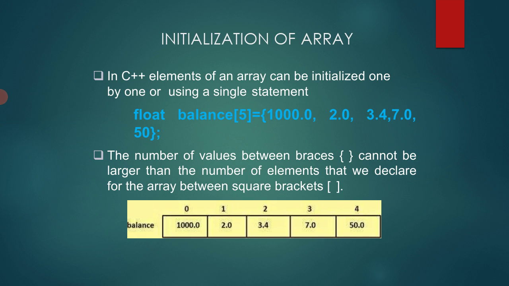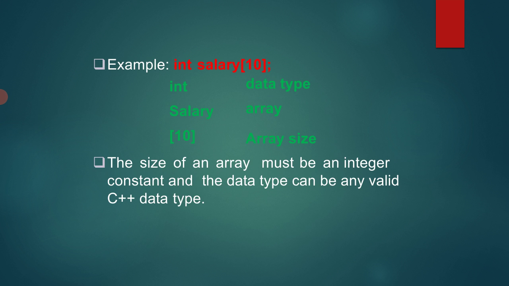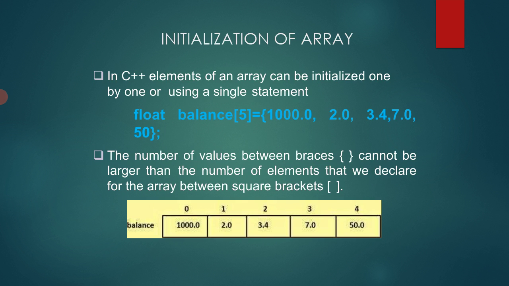Next is initialization of array. So students, in this example we have studied how we have to declare an array. So this is the declaration of the array. Now we have to study the initialization of array. Now what is initialization of array? Initialization means when we provide values at the starting point.